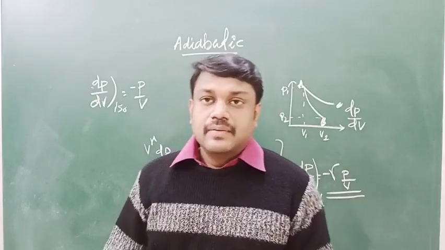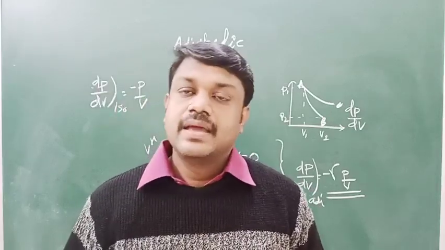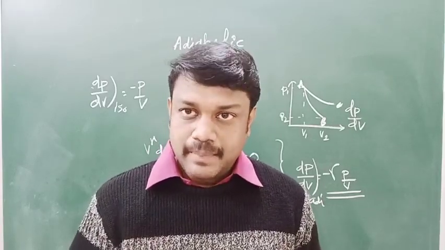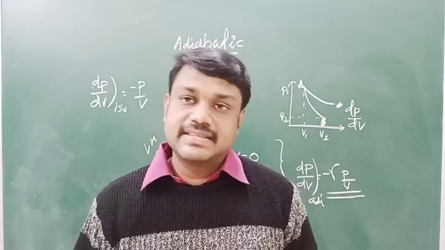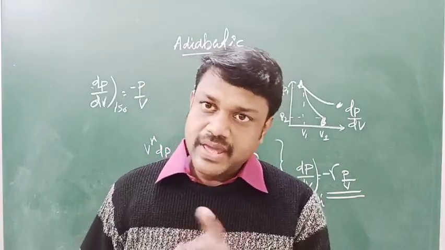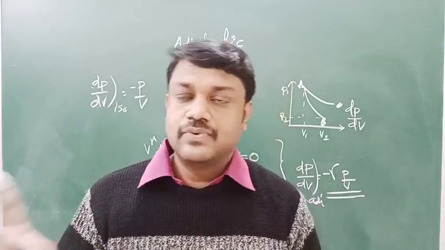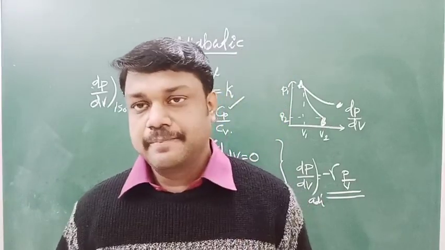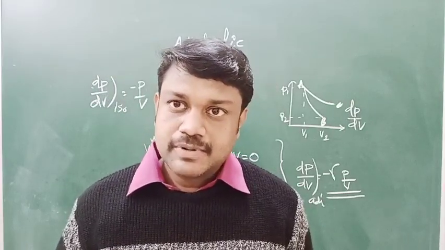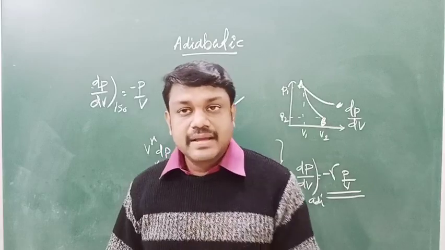So remember, when you are comparing isothermal and adiabatic processes, in an isothermal process there is no temperature difference. In an adiabatic process there is a temperature difference. In an isothermal process there is heat transfer between system and surroundings. In an adiabatic process, there is no heat transfer between system and surroundings. The characteristic equation is PV equal to constant for isothermal, and PV to the power gamma equal to constant for adiabatic, where gamma is Cp by Cv. Isothermal is a slow process, adiabatic is a fast process. The slope of an isothermal curve is minus P by V, and the slope of an adiabatic curve is minus gamma P by V.